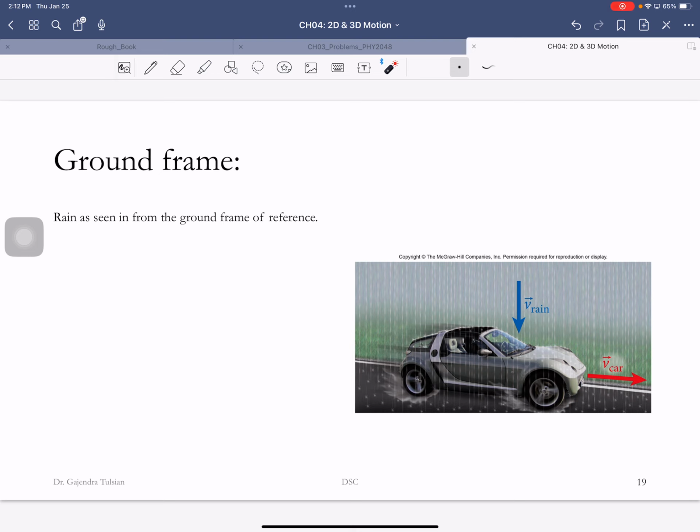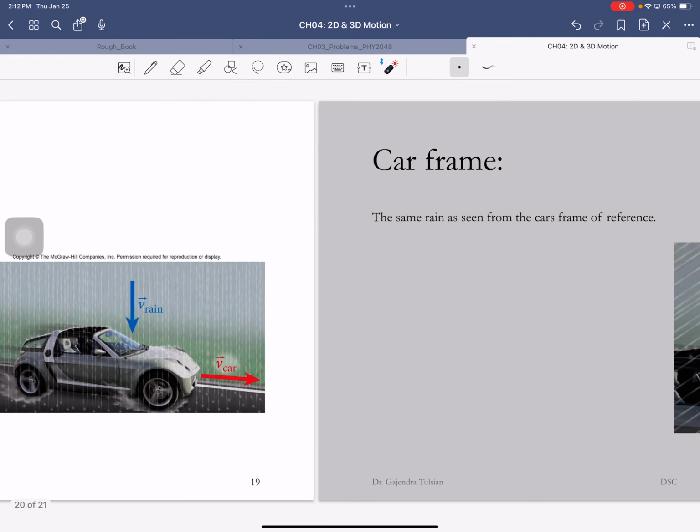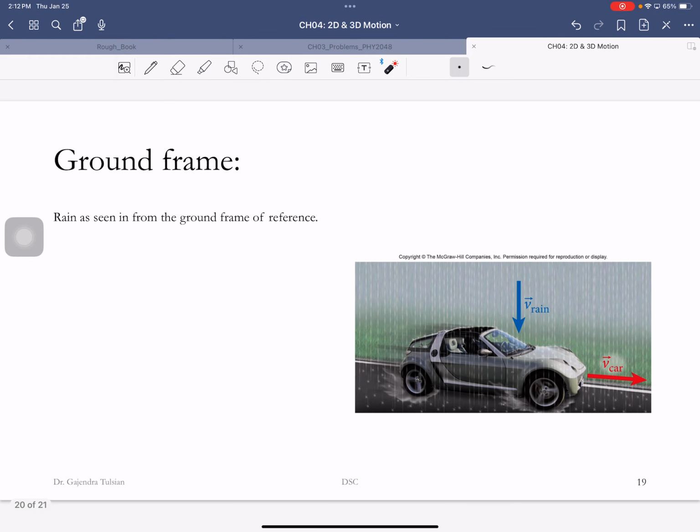If you were standing on the ground, you see the rain falling straight down. Now you get in your car and travel in this direction. Do you see the rain falling straight down? You see it like this. This is what you'll see. We'll show this to you.